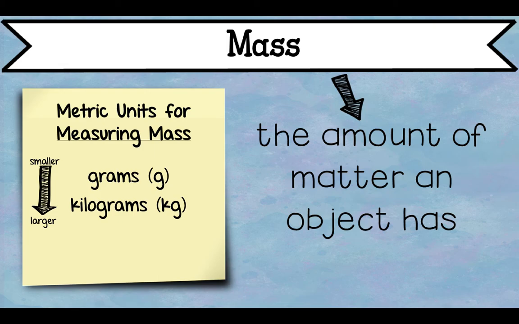Grams are the smallest unit of measurement for mass that we will focus on, and kilograms is the largest unit of mass that we will focus on. There are other units used for metric mass, but these are the only two that we're going to be looking at and focusing on today in this lesson.